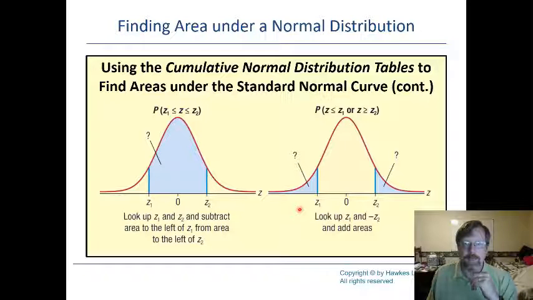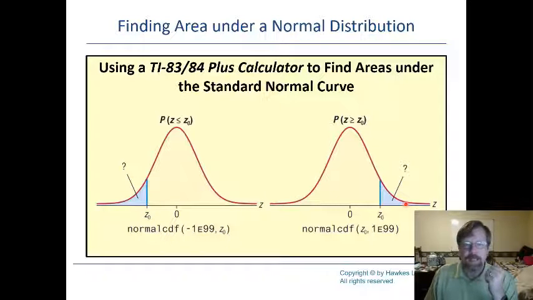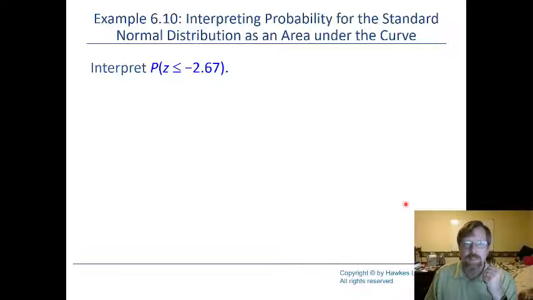If you want to find tails, so the probability of it being less than one value or greater than another value, look up the two values. In this case, look up one value and the negative of the positive value of the one farthest to the right, and add those areas. And there's the handy calculator functions for all of those.